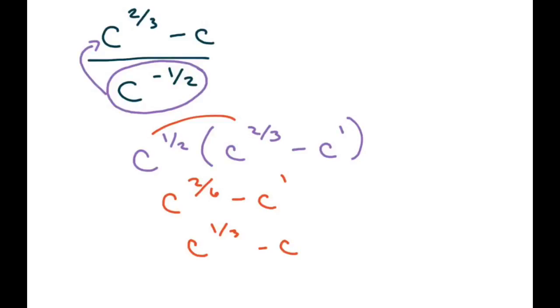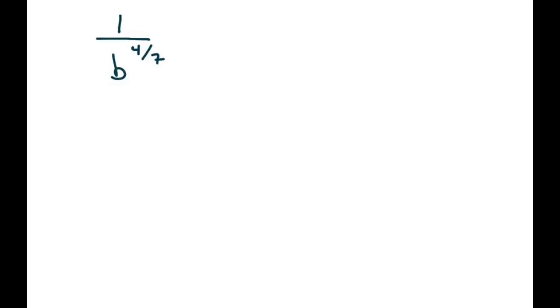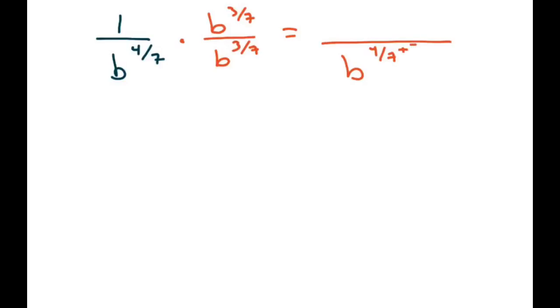The next one we have is this one. We can't have exponents in the denominator, so I'm merely going to multiply this by b to the 3/7, both the numerator and the denominator. And what that does for the denominator, I'm using my product rule, is b to the 4/7 plus 3/7. The numerator, we just have b to the 3/7. This equals 1, so we just have b to the 3/7 over b. Now that gets rid of the exponent in the denominator.